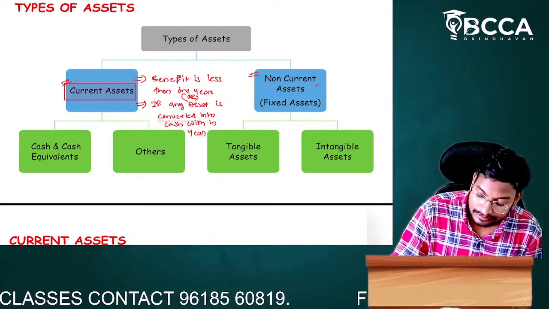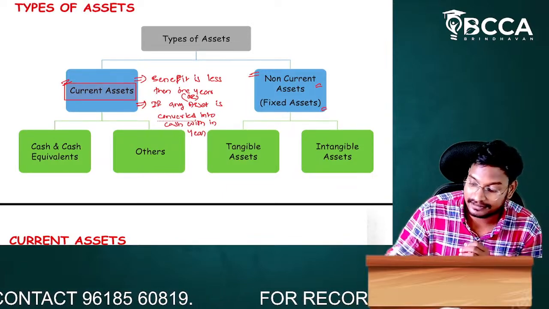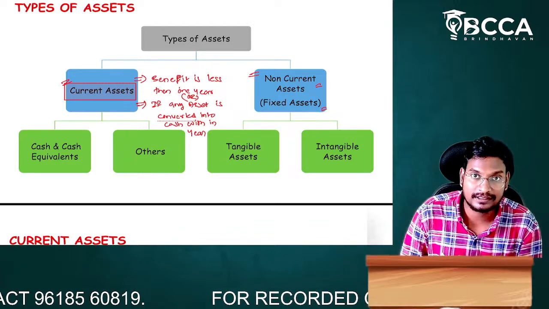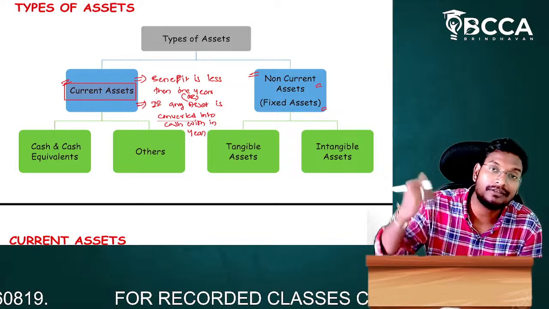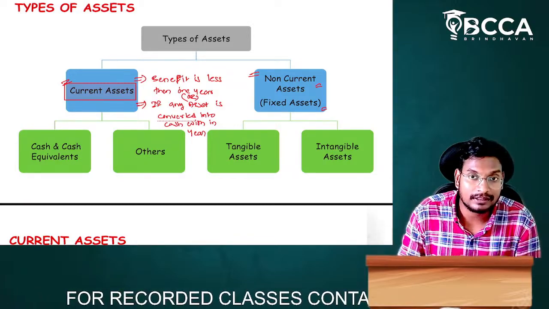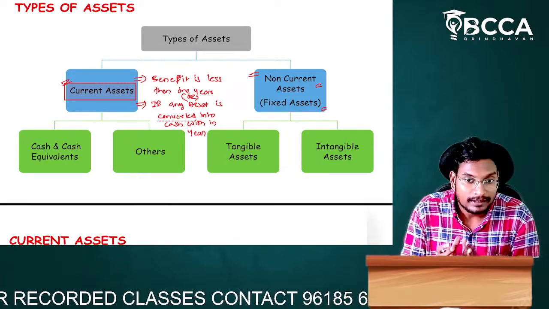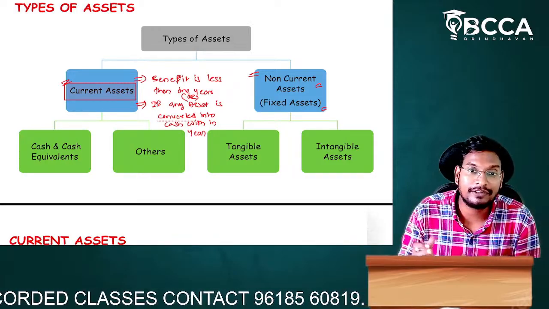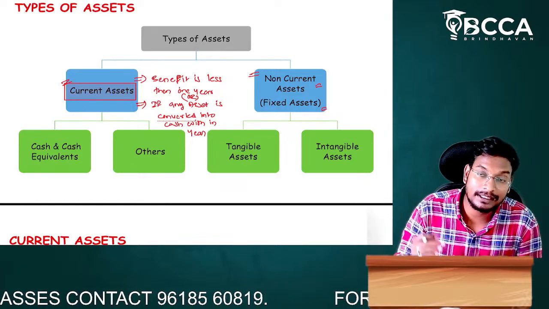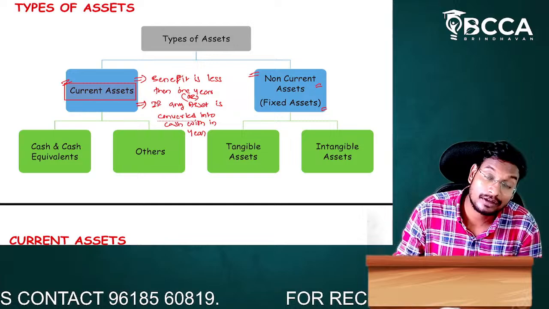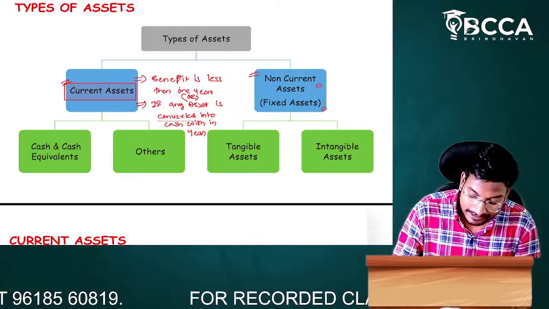Now, next, non-current asset. Non-current asset is also called a fixed asset. Non-current asset means the benefit is more than one year. For example, if you purchase a building, because of the building we will get benefit for more than one year. So it is called a non-current asset.